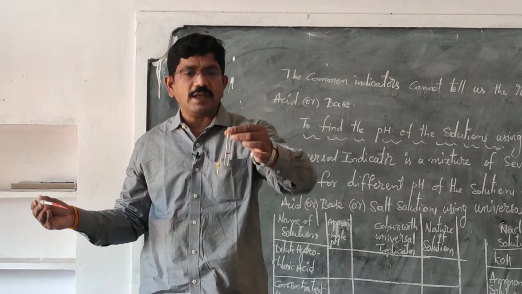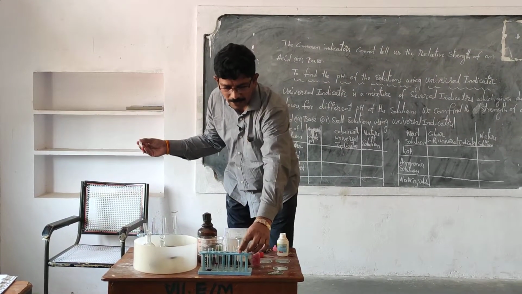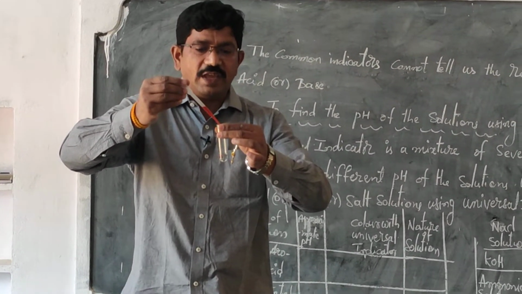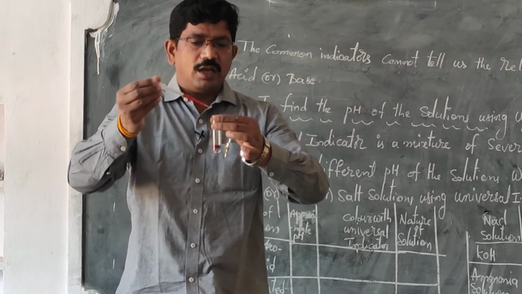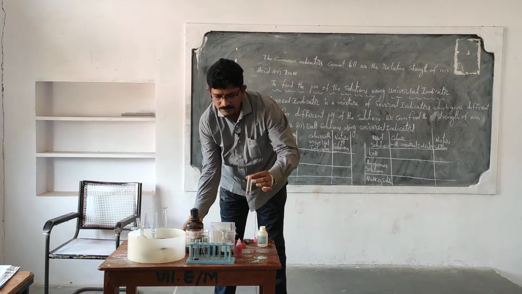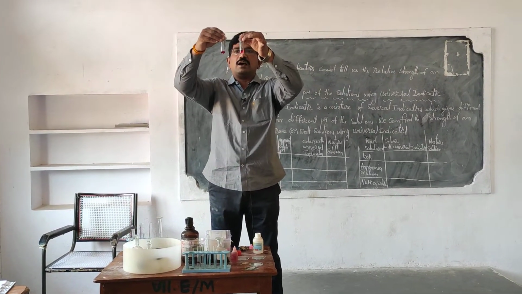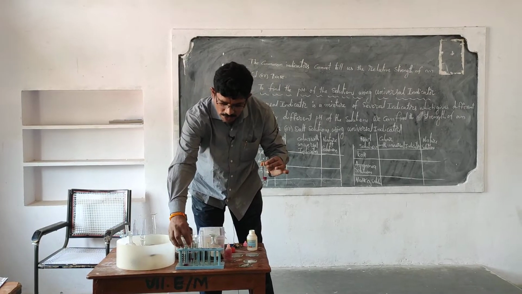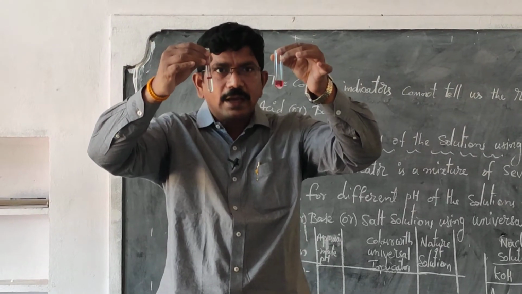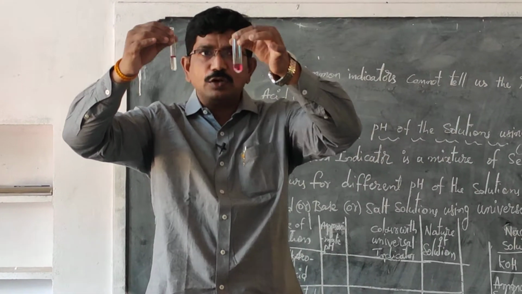You are saying red, but there is a difference between the red colors. Now, I am adding the same universal indicator to acetic acid, the weak acid. This also is red in color. You observe this one. This is also red, thick red, and this is also red. All are red in color, but the concentration of the color is changing from solution to solution, dilute to concentrated.